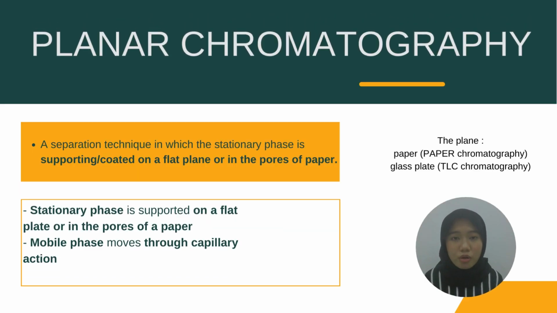In basic chromatography, we have many types, but for our group, we chose planar chromatography to explain more about. So, planar chromatography is a separation technique in which the stationary phase is supported or coated on a flat film or in the pores of paper. For planar chromatography, the stationary phase is supported on a flat plate or in the pores of a paper, and the mobile phase moves through capillary action.